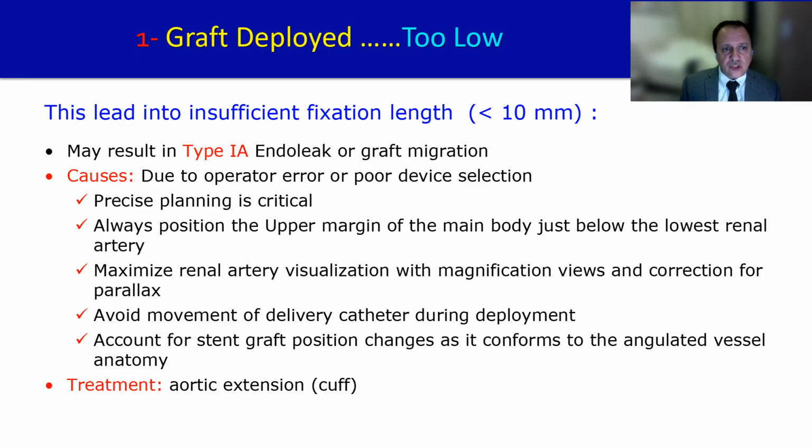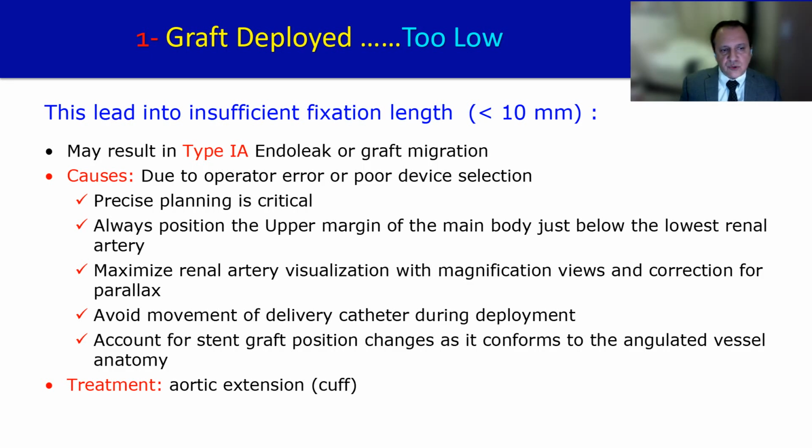Always try to position the upper margin of the main body just below the lowest renal artery. Try to maximize renal artery visualization with magnification view and correction for parallax. Avoid movement of the delivery catheters during deployment, and account for stent graft position change as it conforms to the tortuosity of the iliac artery.